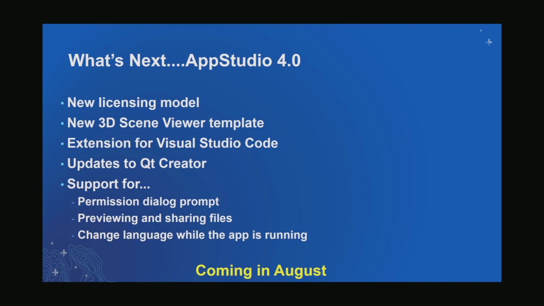Then also coming, I guess, features that are coming to AppStudio at this next release coming in August. We have that new licensing, of course, I just mentioned. We have a new 3D scene viewer template. So just like an easy to configure template like Tina showed, the map viewer, but this is for 3D scenes and scene packages. So a really nice, beautiful looking template for viewing 3D data.